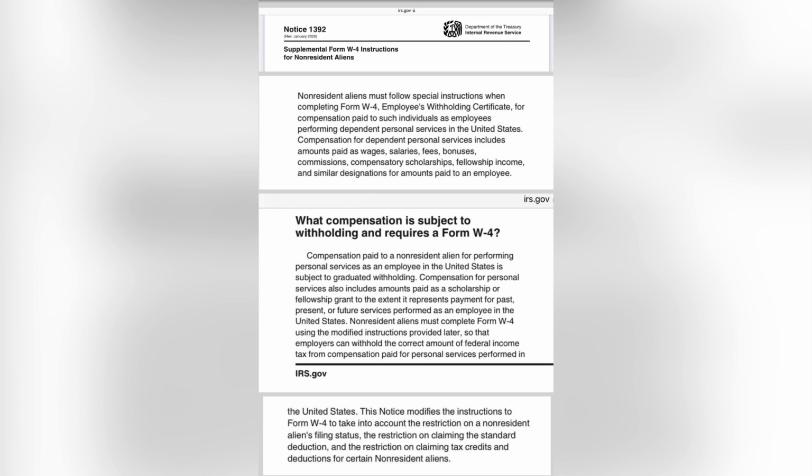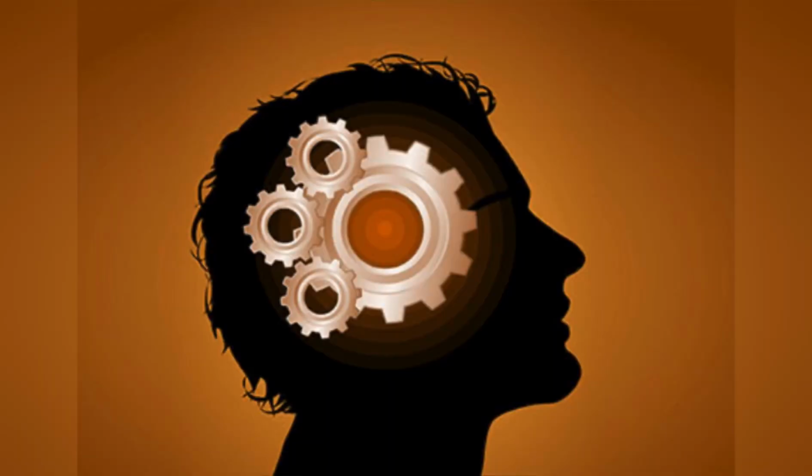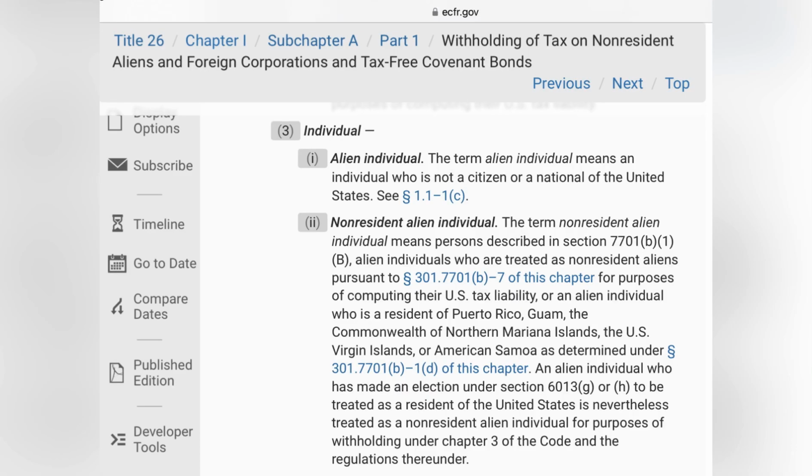Now, if you're an American and you're sitting there thinking to yourself, "What the fuck has that got to do with me?" then you are starting to think correctly. Because at this point, it's becoming more and more obvious that the individual who is supposed to furnish a Form W-4 is a foreign person. In other words, an alien individual, not an American citizen.